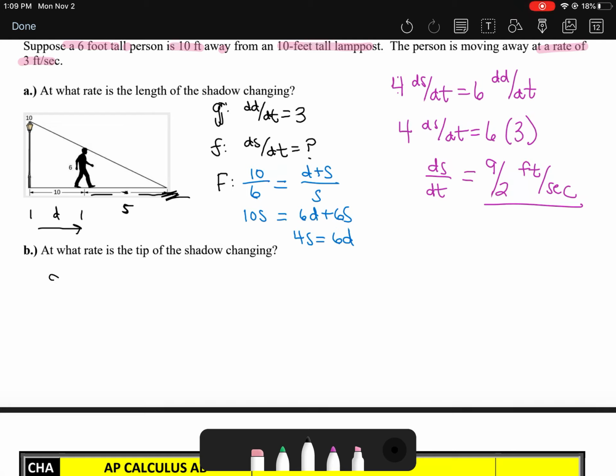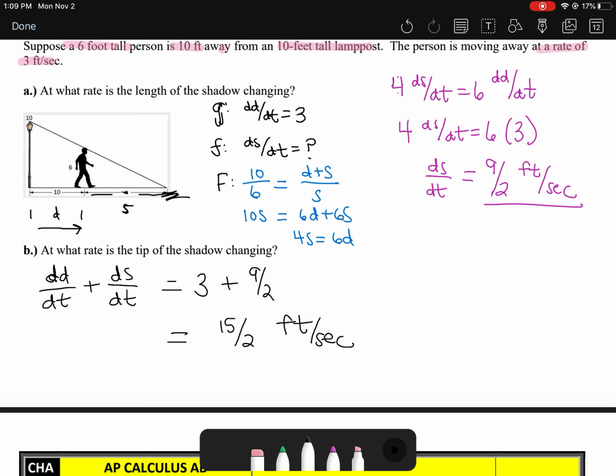So I'm going to take the rate the distance is changing plus the rate of the shadow. Well, dD/dt is 3 plus dS/dt is 9/2. If I add those together, I get 15 over 2 feet per second. So the tip of the shadow is moving away from the lamppost at a rate of 15/2, or 7.5, feet per second.